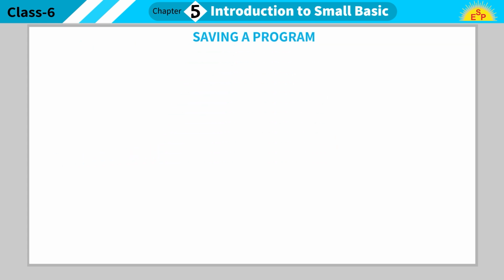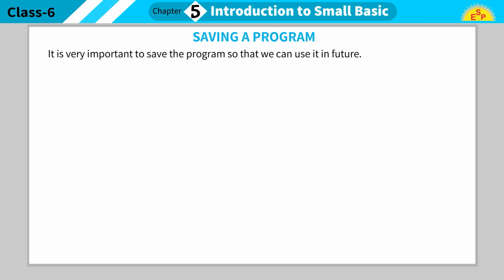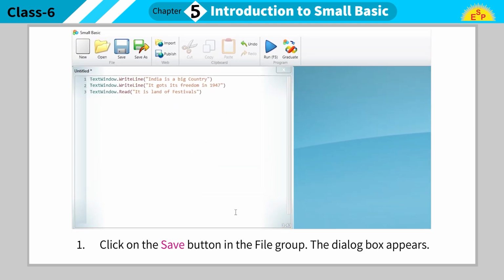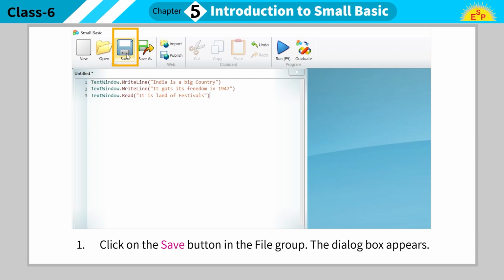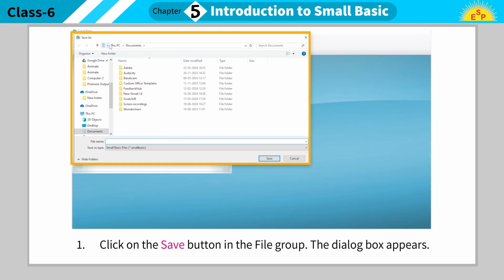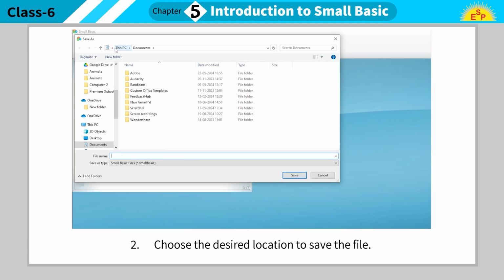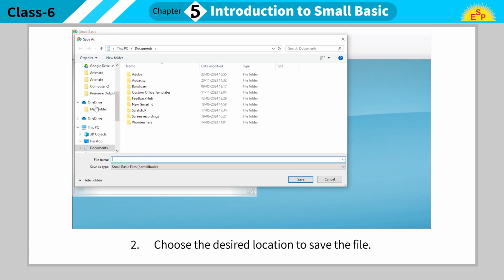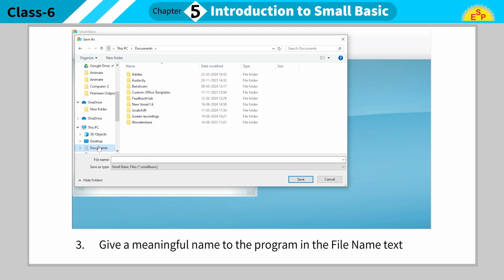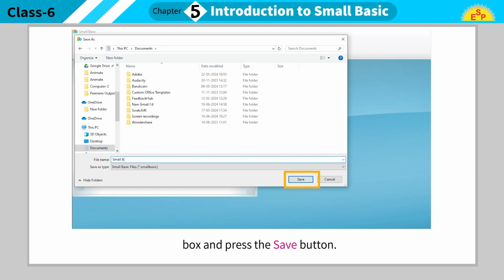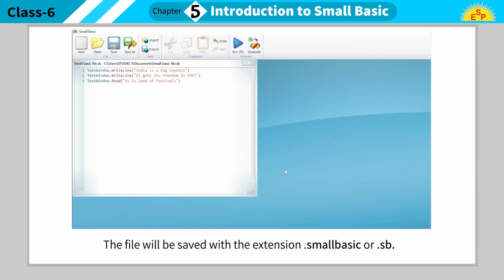Saving a program. It is very important to save the program so that we can use it in future. Follow the steps to save a program. Step 1. Click on the Save button in the file group. The dialog box appears. Step 2. Choose the desired location to save the file. Step 3. Give a meaningful name to the program in the file name text box and press the Save button. The file will be saved with the extension .smallbasic or .sb.